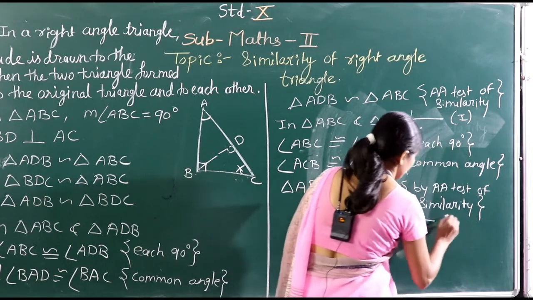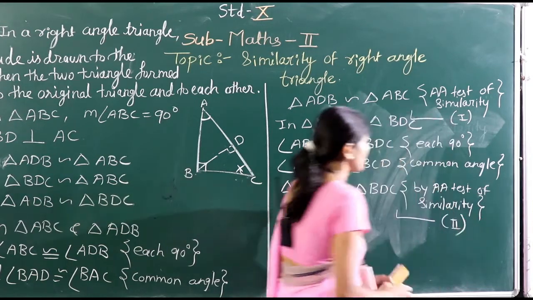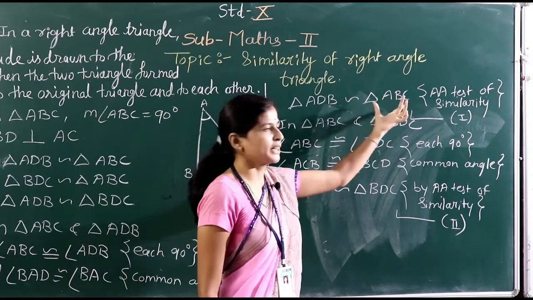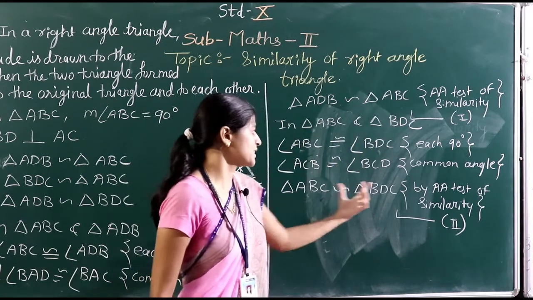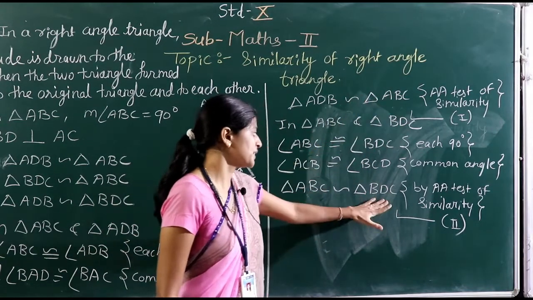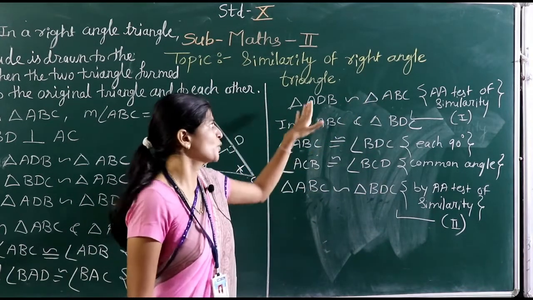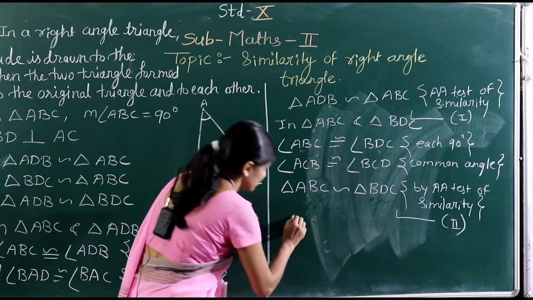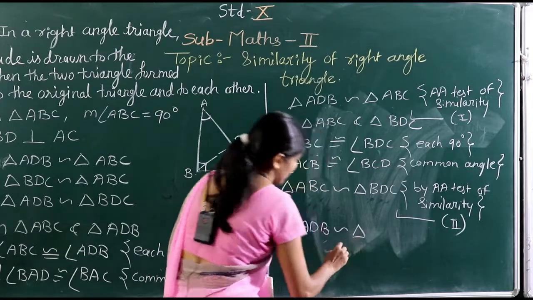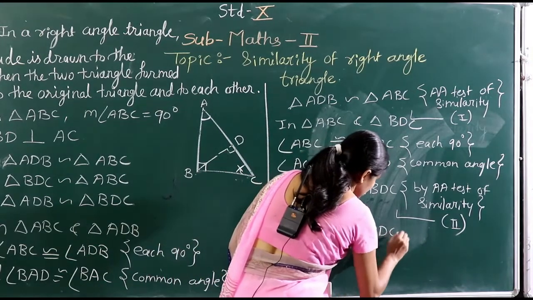We put here equation 2. Now we compare equation 1 and 2. ADB is similar to ABC and again ABC is similar to BDC. Means ADB is similar to ABC and BDC is again similar to ABC. So from 1 and 2 we can prove that triangle ADB is similar to triangle BDC.